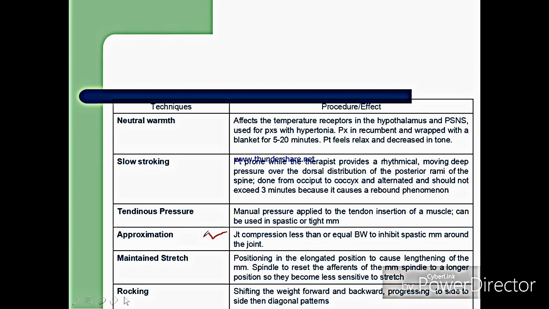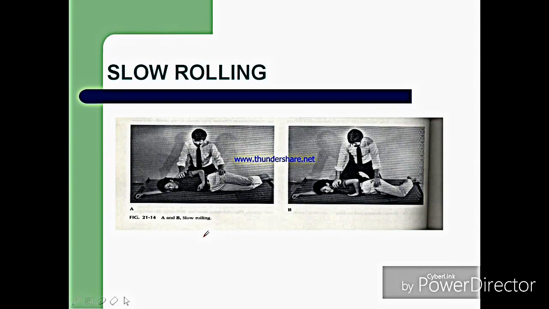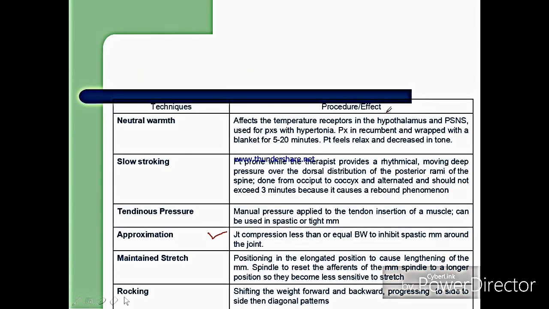Slow rhythmical movement is inhibiting and relaxing. Slow rolling is done. The patient is slowly rolled from supine to side lying. The therapist holds the patient's shoulder and hip. A decrease in hypertonicity is seen within a few minutes. So you can apply this to patients of Parkinsonism where rigidity is seen.